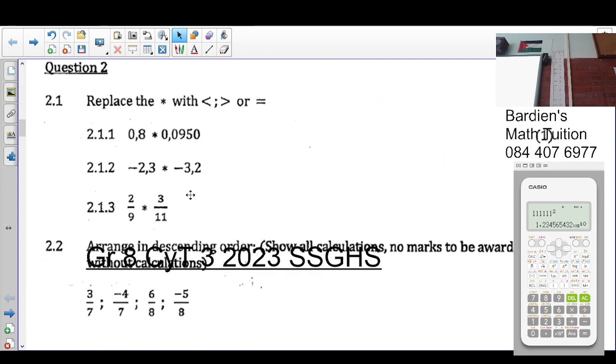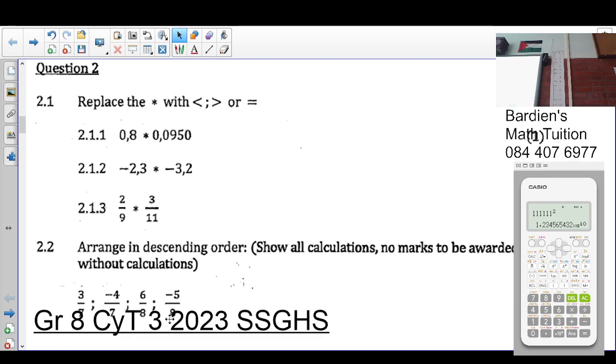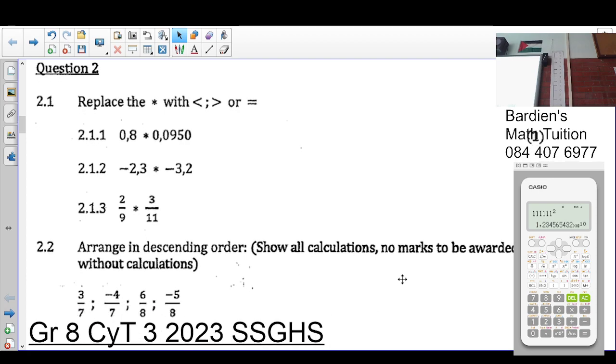People, let's look at question 2. We are asked to replace your asterisk with more than, less than, or equal to. So when we do the comparison, we look at the most significant figure first. The first significant figure is 0 there, so they're the same. Now I look at 8 and here's 0. So of course that is larger.